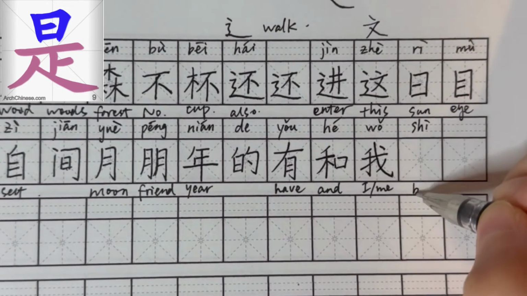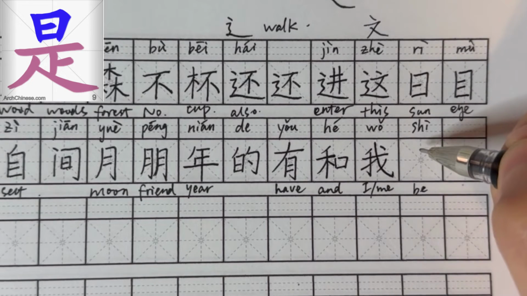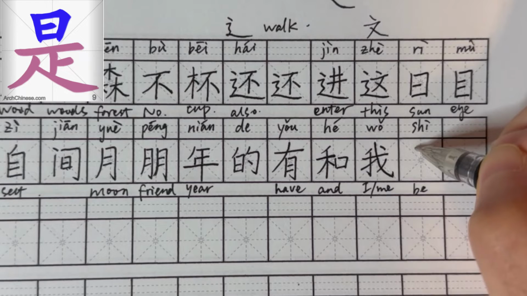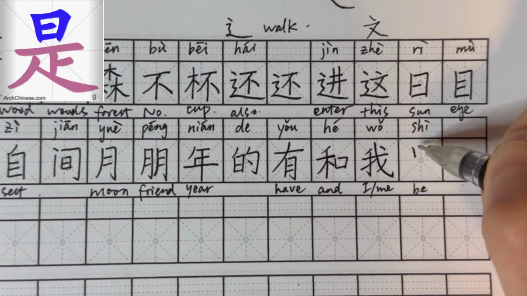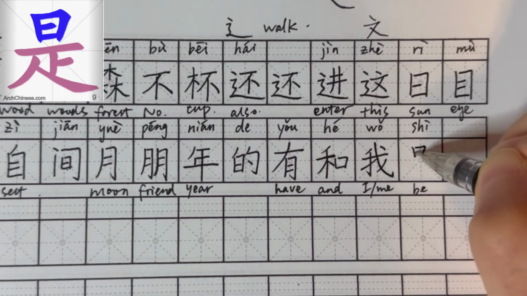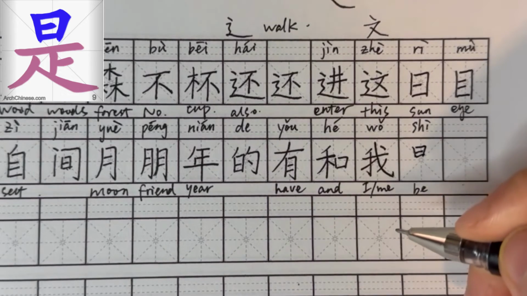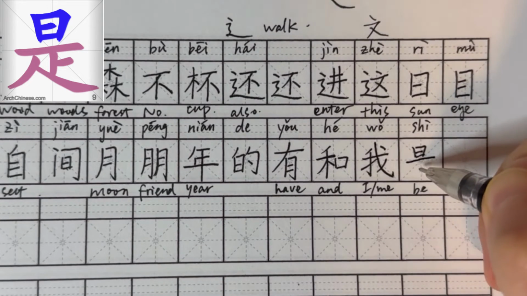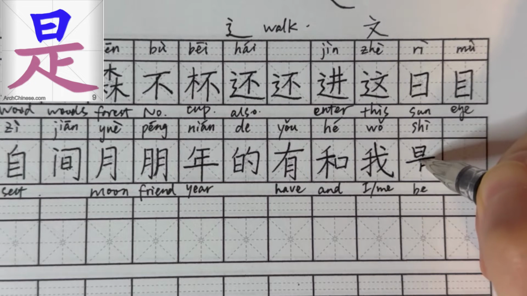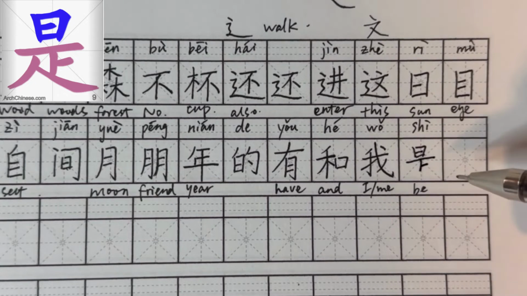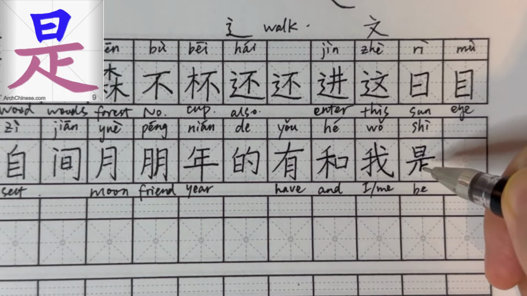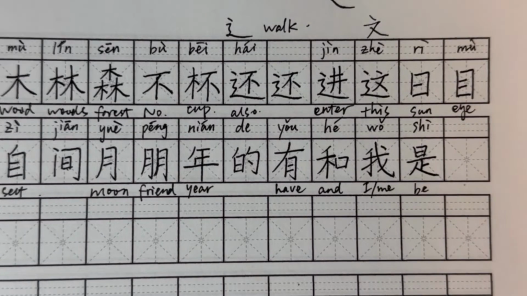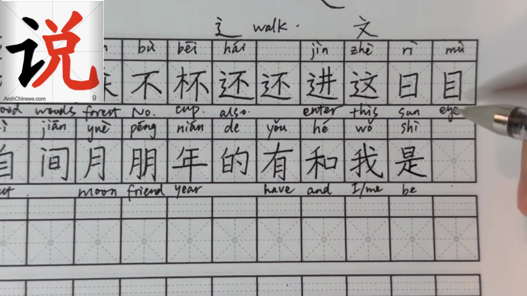All right, next character. 是 means be. On top in blue color is character 日, right? This one. Let's write it. 竖, 横折, 横, 横. 横, 竖, 横, 撇, 捺.